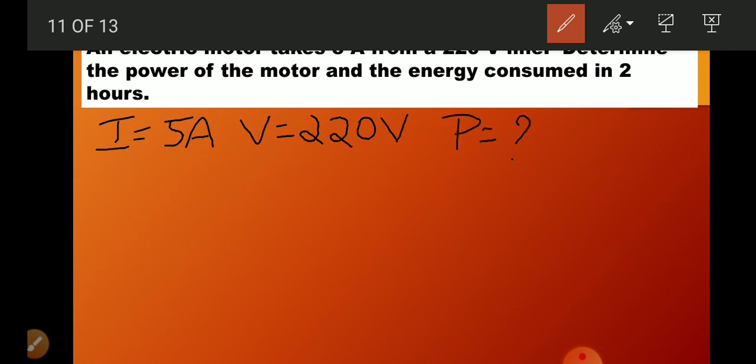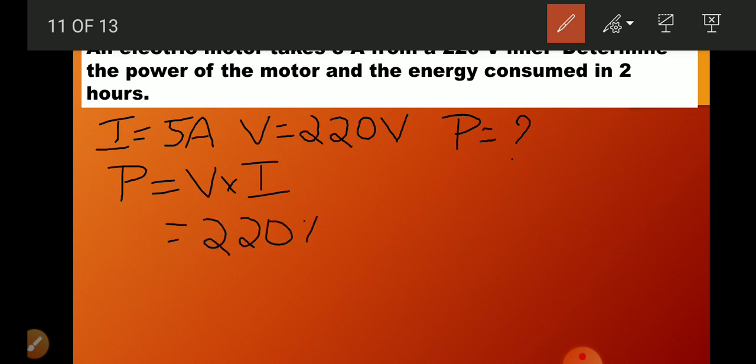You have to find the power. V and I are given, so we have the equation P is equal to V into I. Substitute V and I: 220 into current 5 ampere. 220 into 5, if you do, you are going to get 1100 watt. So the power of the motor is 1100 watt.